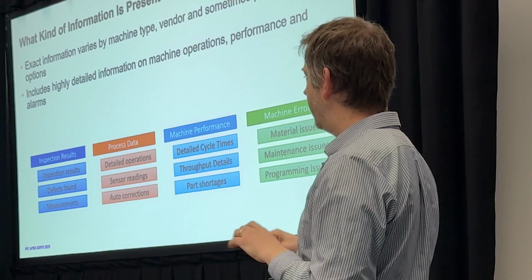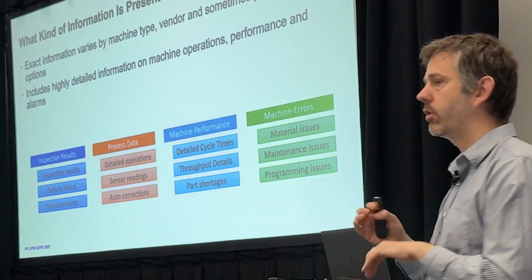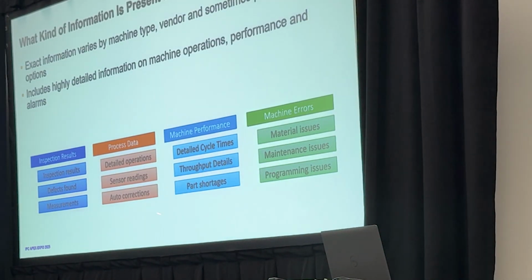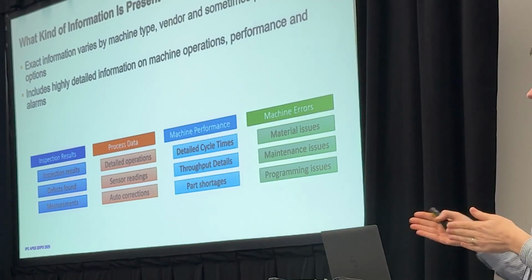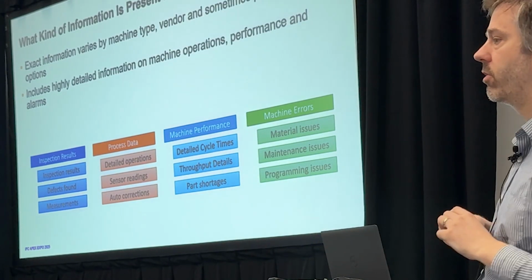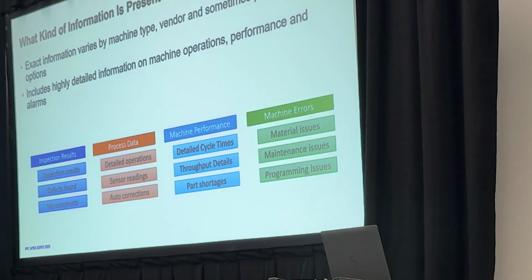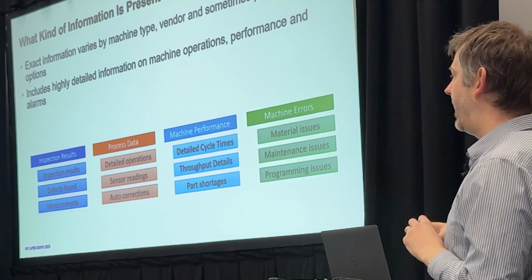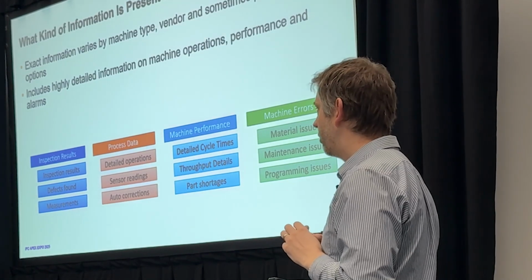In process data, these might be all of the sensor readings that were recorded, measurements made on the unit. The machine might automatically correct some small deviations. So, what were those corrections? Those can also be an interesting source of understanding maintenance or calibration before it drifts too far and the machine can't correct it. And then maybe whatever details it has on the exact operations it was performing.